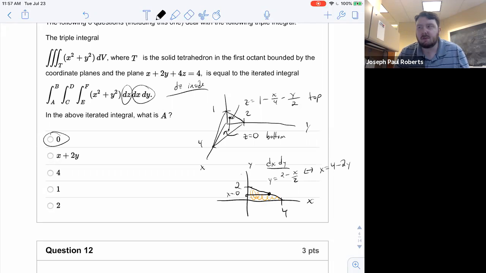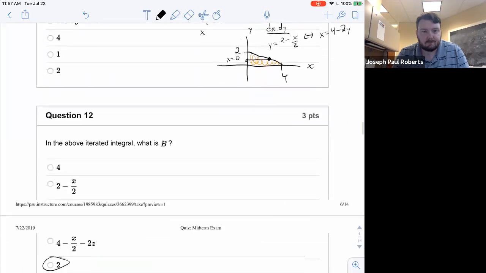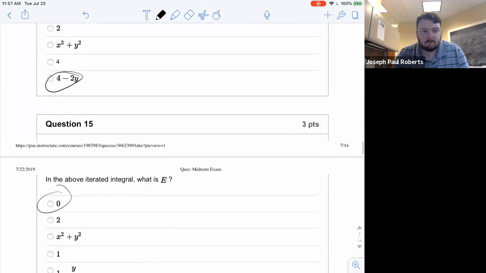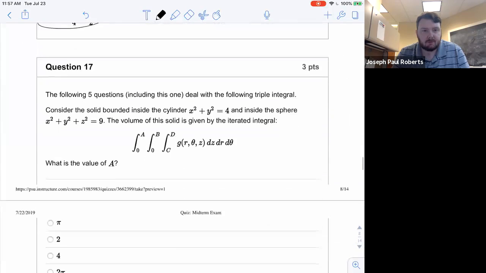Remember, that's the two-step process where first you figure out what's going on for dz inside, the bottom and top surfaces, then you deal with the shadow in the xy plane for the x and y bounds. All right, next one.